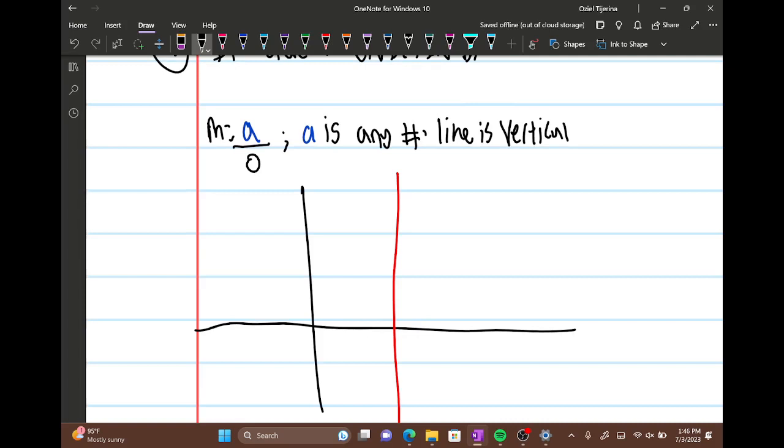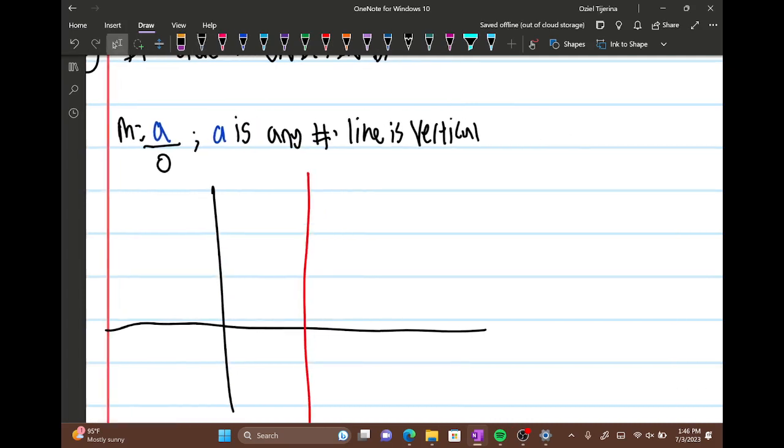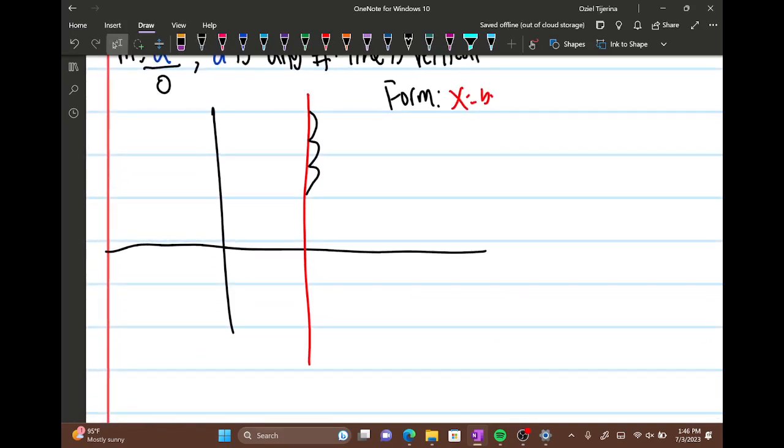In other words, the form would be x equals some number b. But we know that the slope is undefined for that, because we're rising or falling some value of a, but we're not running at all. So it's undefined. We want to remember this, guys.